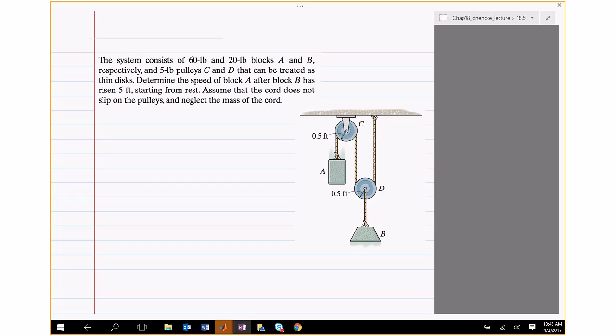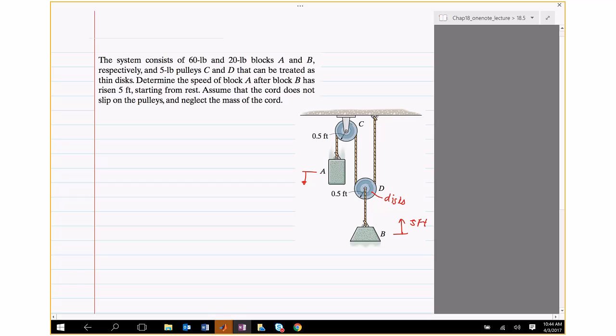Okay, a system consists of a 60-pound and 20-pound blocks A and B, respectively, and 5 lb pulleys C and D. These can be treated as discs, so these are discs. Find the speed of block A after block B has risen 5 feet. So block B has risen 5 feet. Obviously A is going to move down from rest. Assume that the cord does not slip on the pulleys and neglect the mass of the cord.